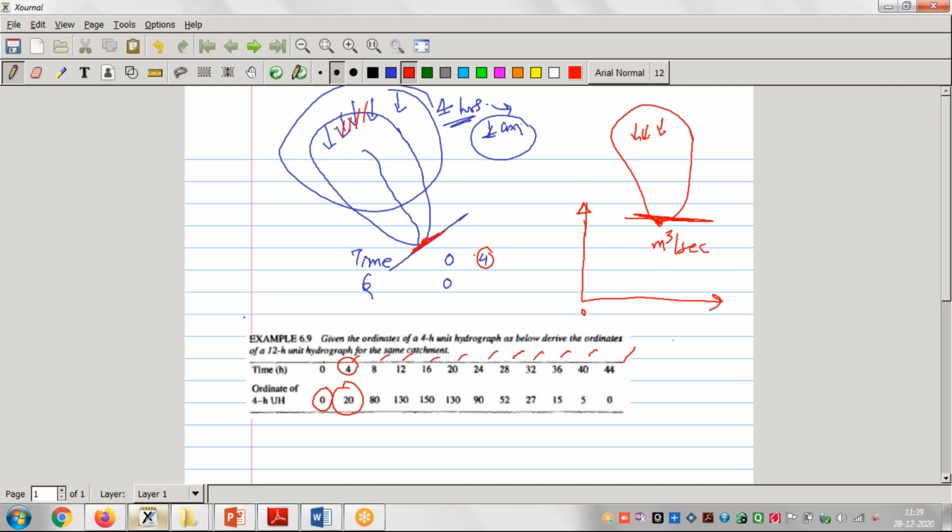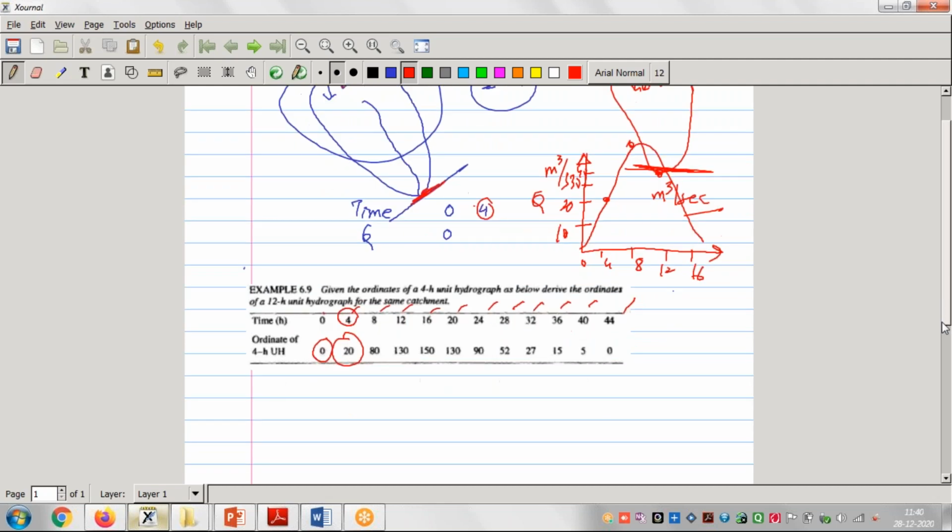For example, this time is 0, then 4 hour, then 8 hour, then 12 hour, then 16 hour, right? And this is the value of Q, that is in meter cube per second. Like at zero time it is 0. So after 4 hours, say this is 20. So I say this is 10, this is 20, this is 30, this is 40, likewise. So at 4 it was 20. So here I will draw a point. Then after 8 hours, say it is 80 somewhere here. So when we join this, we get a graph. This graph is called a hydrograph, right?